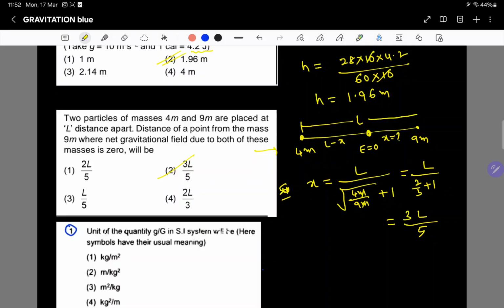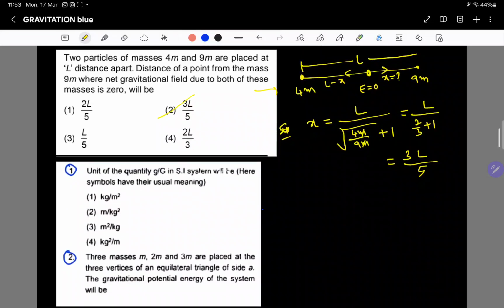For example, if you don't know the shortcut formula, how to calculate normally? The gravitational field due to the 9m particle, G m by r square, that is G 9m by x square, equals the gravitational field due to the 4m particle, so G into 4m by L minus x whole square. Net gravitational field 0 means because of this particle the field intensity is on the right side, and because of the other particle it is on the left side; both are equal, students. So E1 equals E2, and then the net gravitational field at this point is 0. The final expression is the shortcut formula, 3L by 5. I think you know it very well, students.